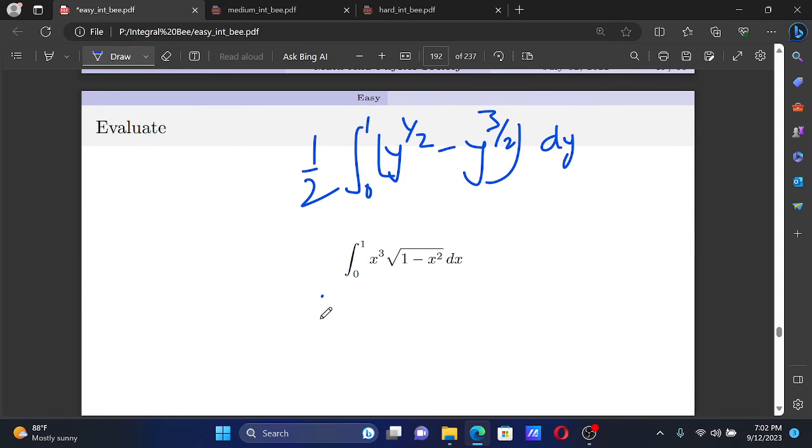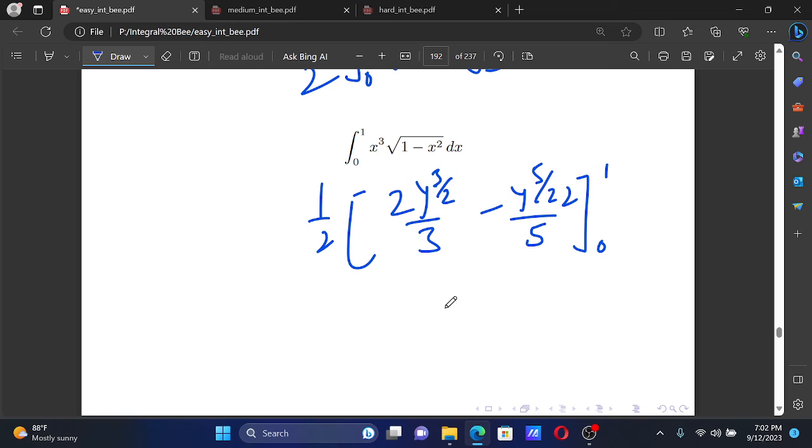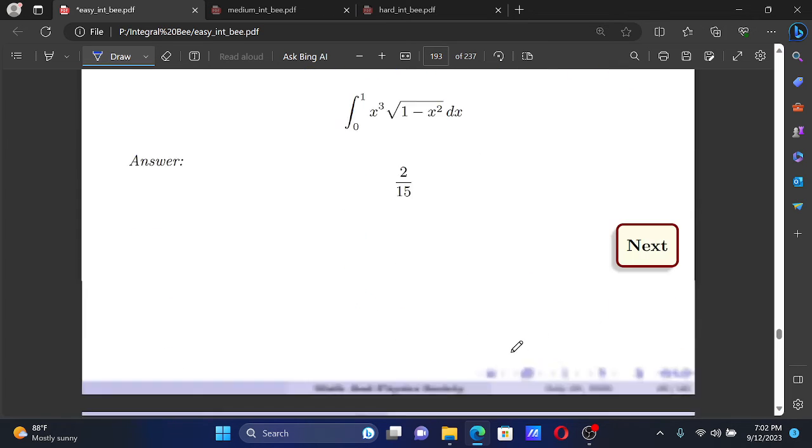And now we have 1/2 y^(3/2)/(3/2) minus y^(5/2)/(5/2) from 0 to 1. So now that's 1/3 minus 1/5, which is 2/15 as the answer.